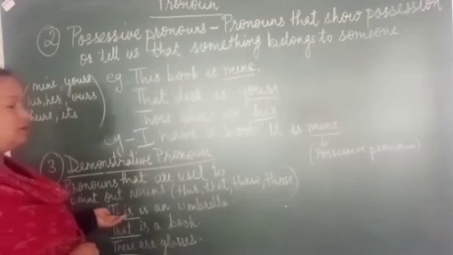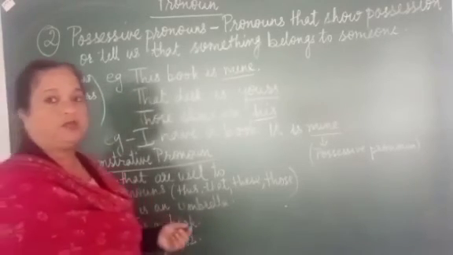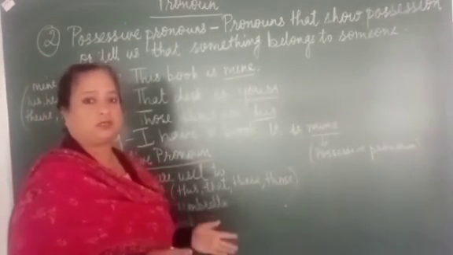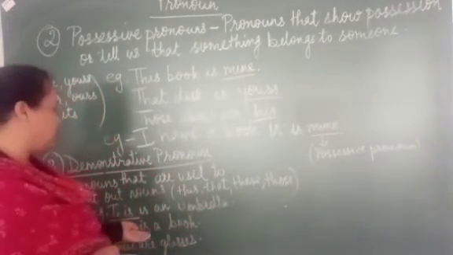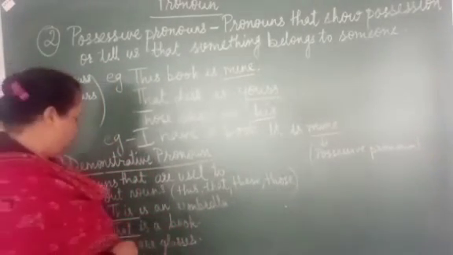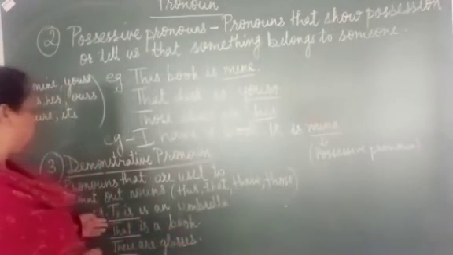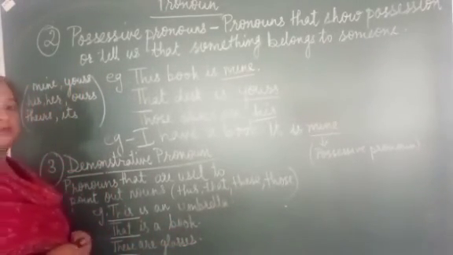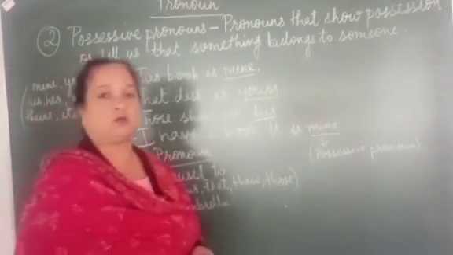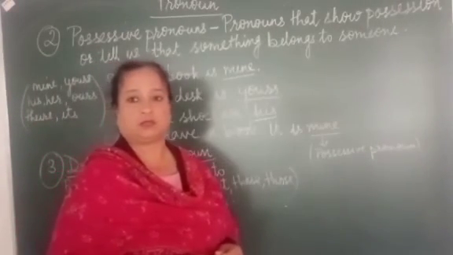For example, this is an umbrella. So we are pointing out the umbrella to show what it is. Next, that is a book. These are glasses. So words like this, that, these, those point out what a pronoun refers to.